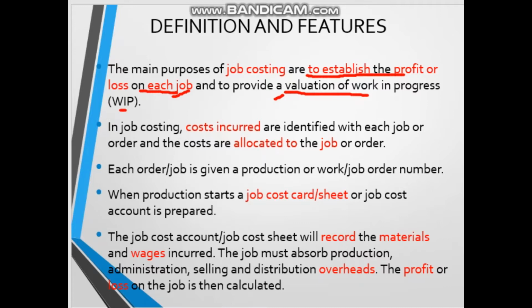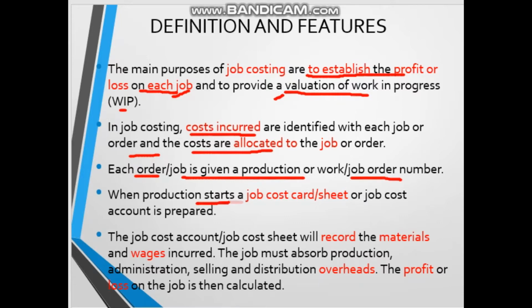In job costing, costs incurred are identified with each job or order, that is, costs allocated to the job or order. So what we are going to do here is analyze the costs incurred in order to complete the job. Each job is given a production order, and we also have a job order number.